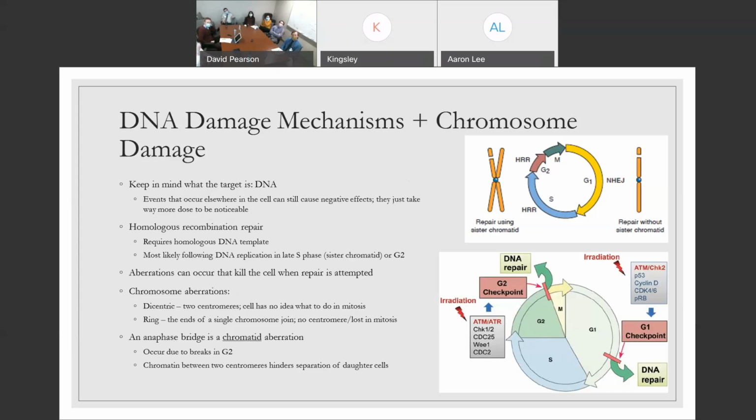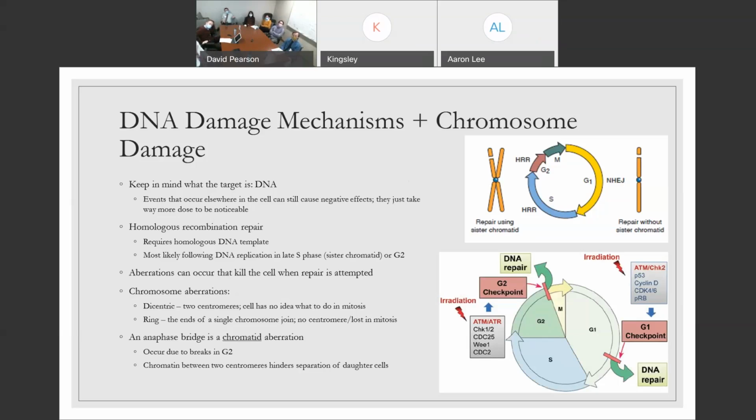Homologous recombination repair requires the homologous DNA template, most likely following DNA replication in late S phase from the sister chromatid or in G2 phase. So this homologous recombination repair in this top image, Hall is showing us, is occurring late in S phase or G2 phase, right before mitosis. Right as things are getting replicated and the templates are open to be read from, something that encodes for the same gene, just not necessarily the same trait.